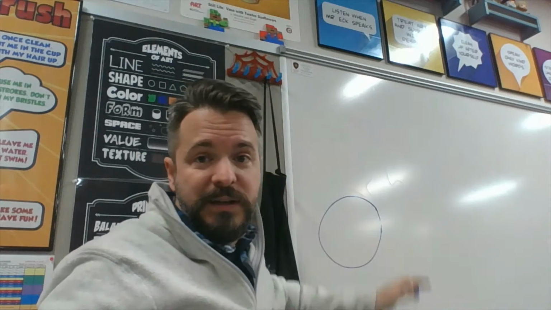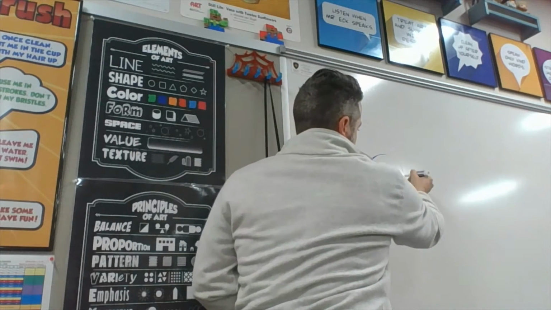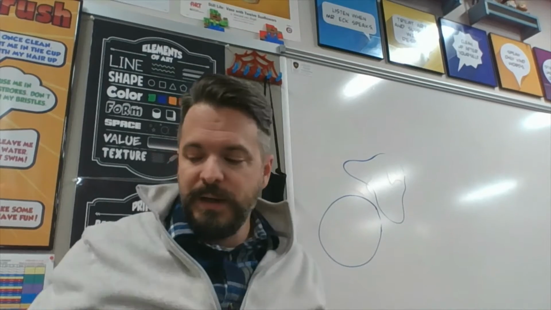This area could be square-shaped, it could be star-shaped, it could be some organic weird shape like this. Doesn't matter, it's still a shape. It's an area surrounded by a line. So we're gonna be making art out of shapes today.